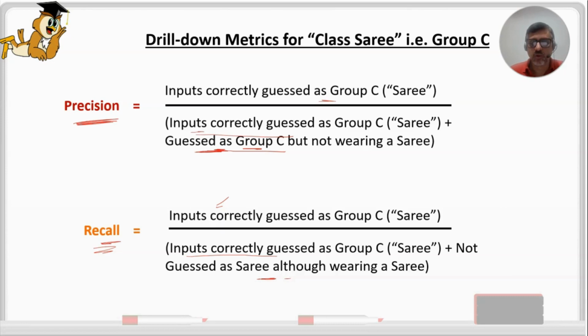And you want to aim for a high precision, you want to aim for a high recall. The way to increase precision is to sort of reduce the denominator, and the way to reduce the denominator would be to reduce this quantity. Similarly, the way to increase your recall would be to reduce this quantity. Okay, so these are the definitions of precision and recall.